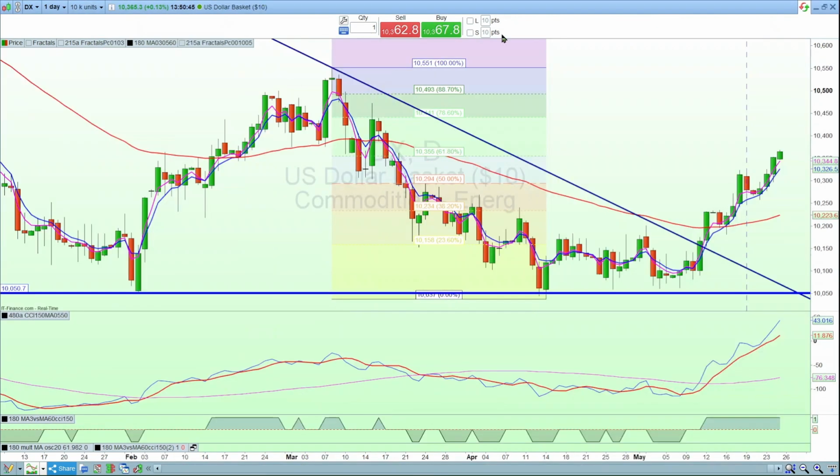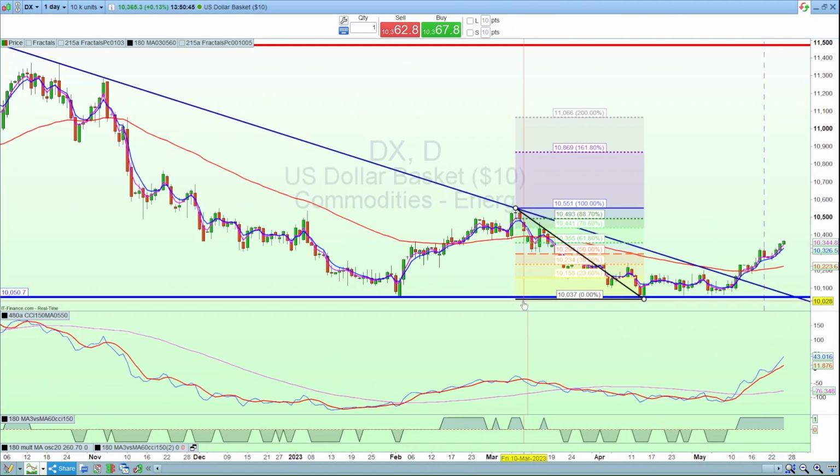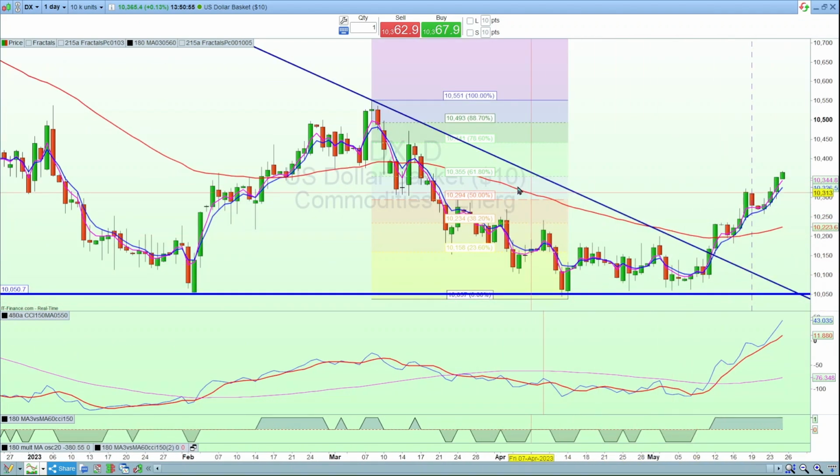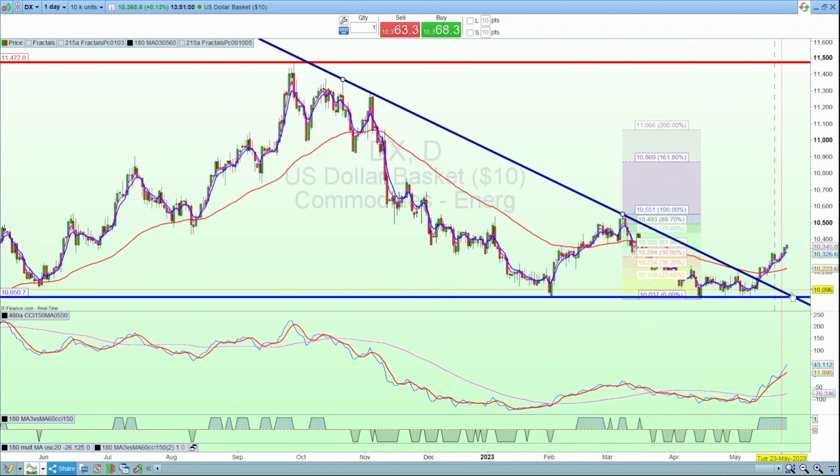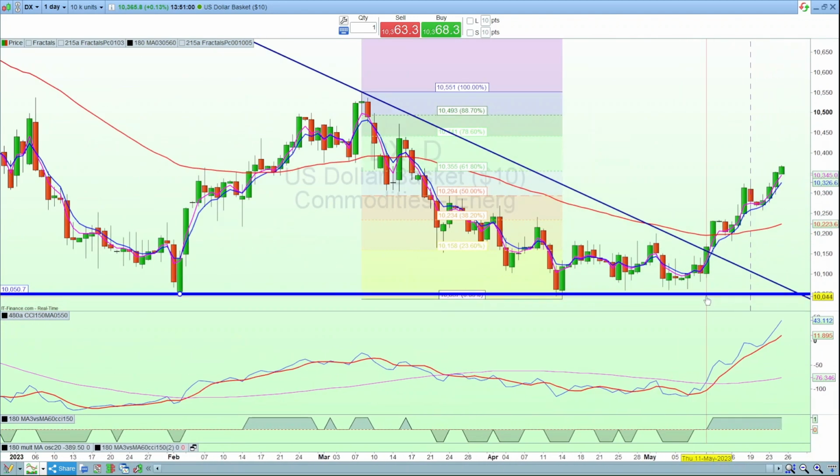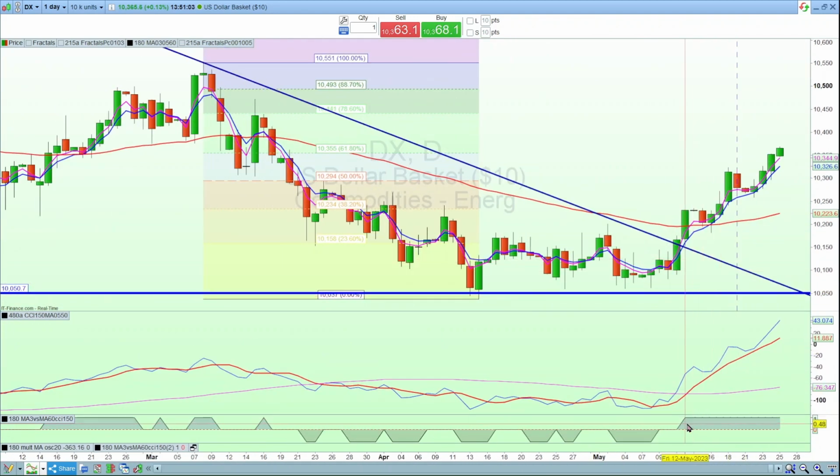Looking on the daily, again, we've got this support down here at 10.050, and it bounced off that a couple of times, and it's actually broken up through this diagonal descending trend line, as I said a couple of weeks ago, and it's been showing this bullish signal for some time now.